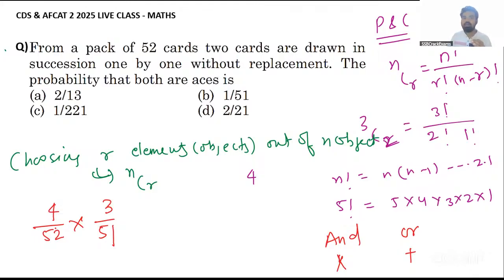Suppose it has been asked with or coming in between, instead of and, then you will add them together. Here we multiply, so this will be the probability. What will it come to when you multiply it? It is 12 upon 52 into 51. You can tell me what 52 into 51 will be.